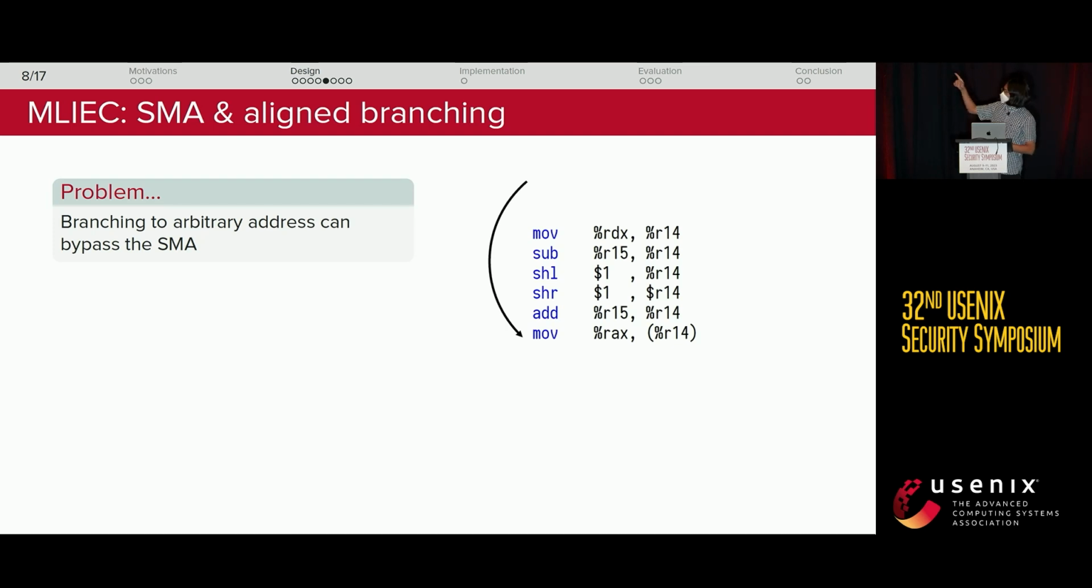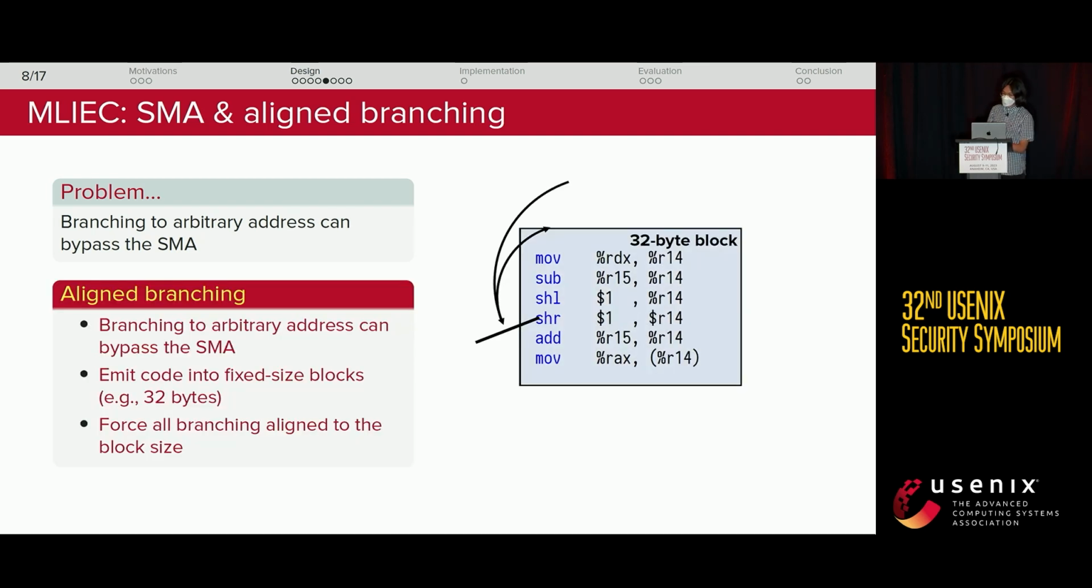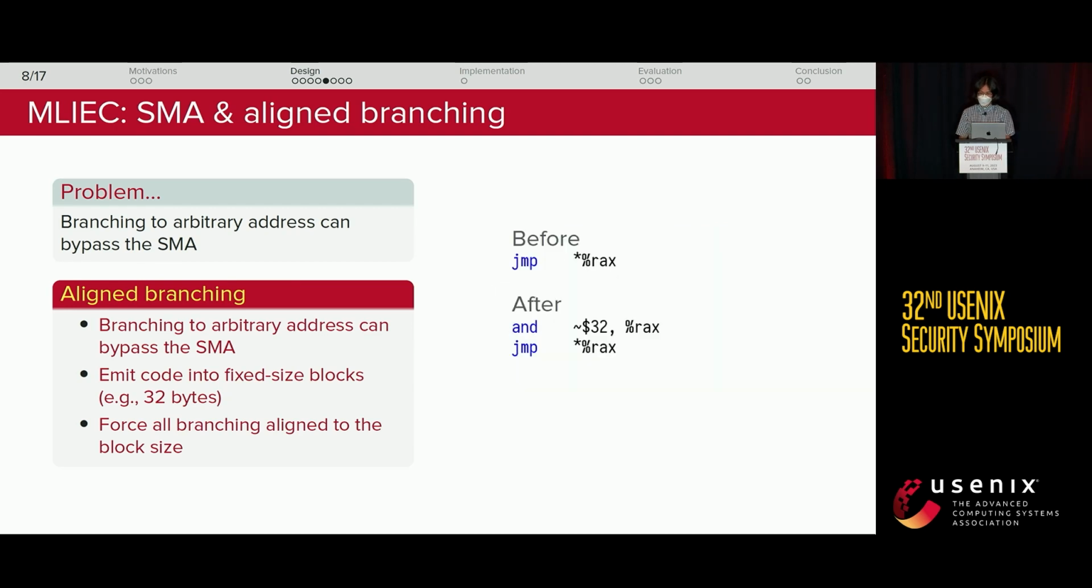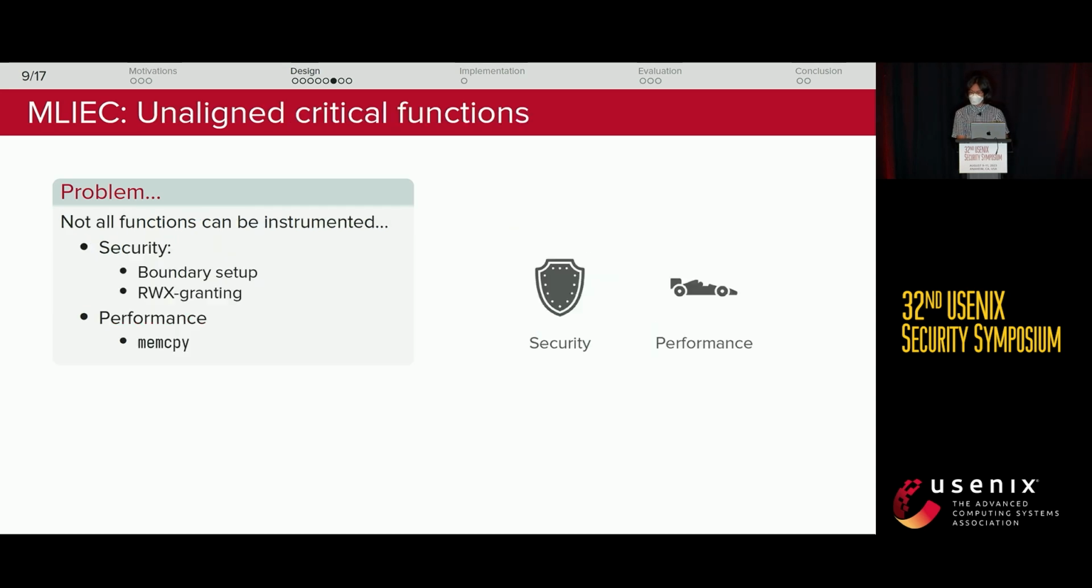However, it can be easily bypassed by branching just to the final instruction. So we need to prevent this. And that's why there's aligned branching, where we cut the code into these fixed-size blocks. For example, here it's 32 bytes. And we align all the branching targets to the beginning of the block so that no one can jump into the middle of a block. And we squeeze all the instrumentation into that block so it cannot be bypassed. The instrumentation is quite simple. It just aligns the address.